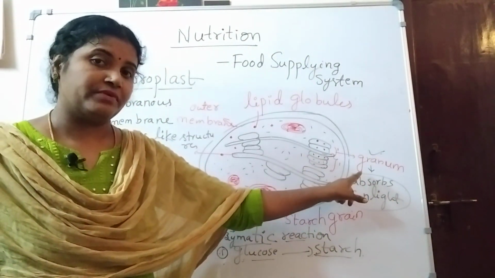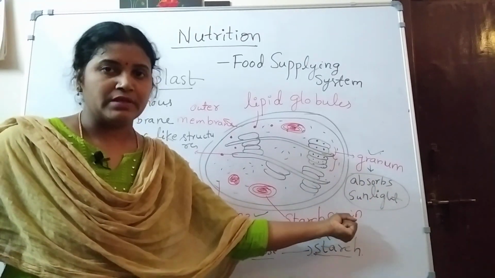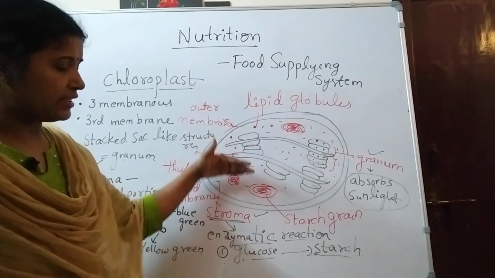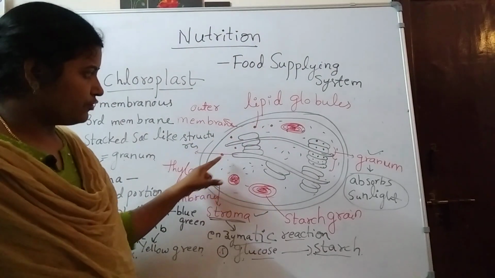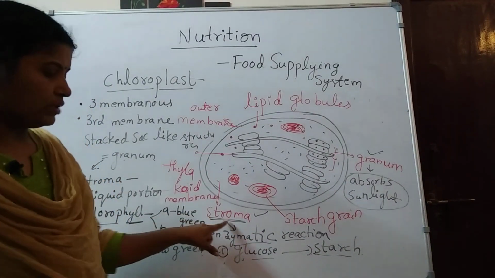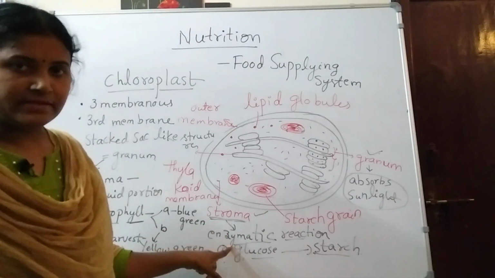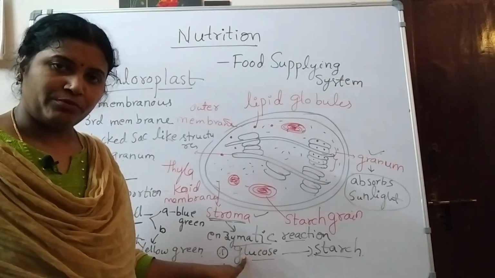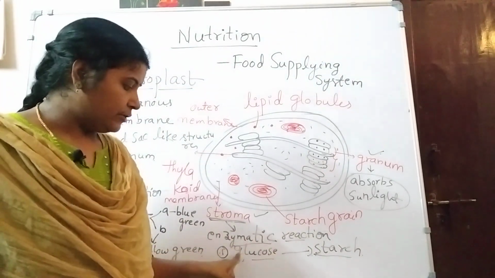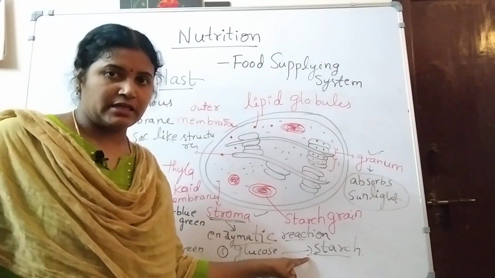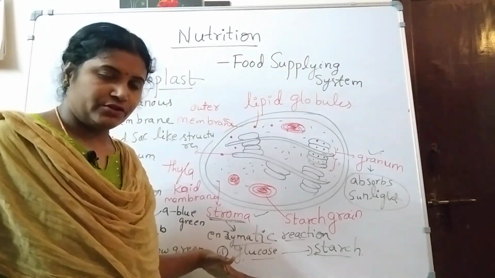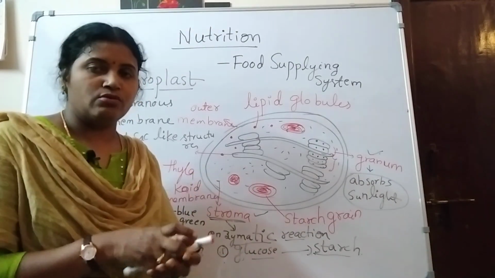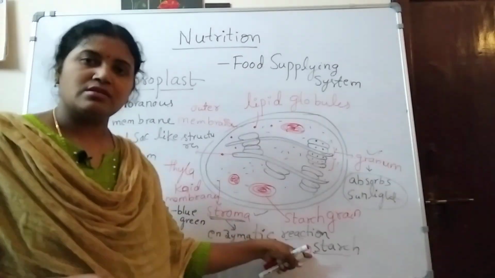What is the main function of granum? It is responsible for absorption of the sunlight. In the internal structure, it contains a liquid portion known as stroma. Stroma is responsible for enzymatic functions. First it is responsible for the formation of glucose molecules with the help of enzymes, then the glucose molecules all group together and form starch molecules.